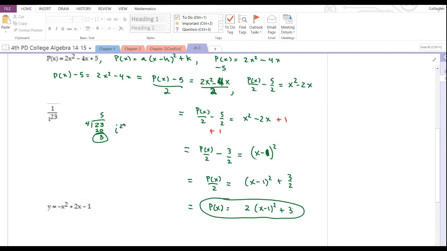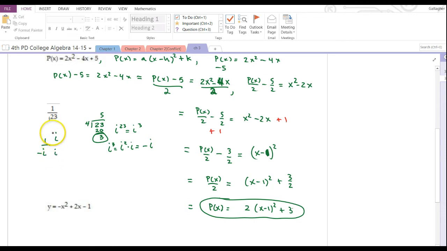i to the 23rd is the same as i cubed. Now we need to figure out what i cubed is. Well, i cubed is equal to i squared times i, which is negative i. Okay, so this becomes 1 over negative i. Now we don't like that negative i, so we're going to multiply by its conjugate, which is i. Now, 1 over negative i happens to be the same as i, but you're going to see that.